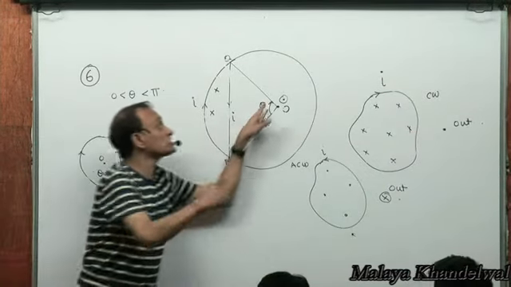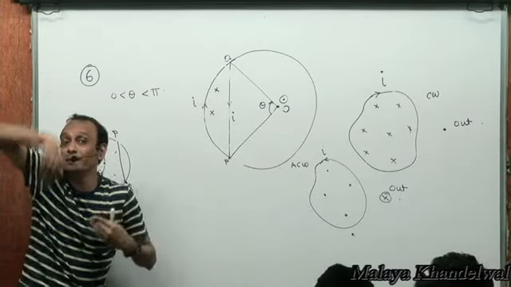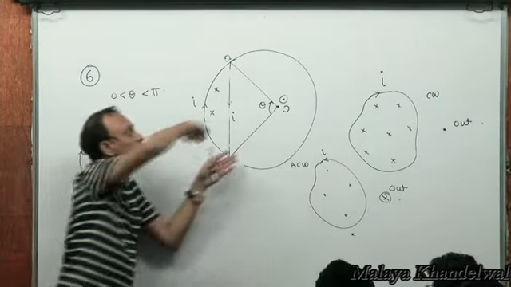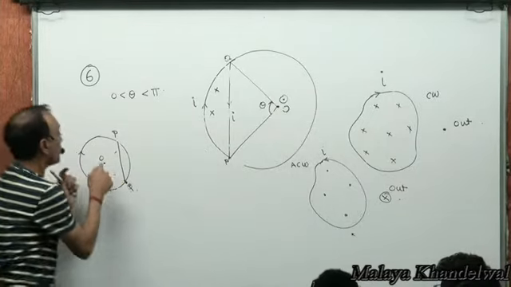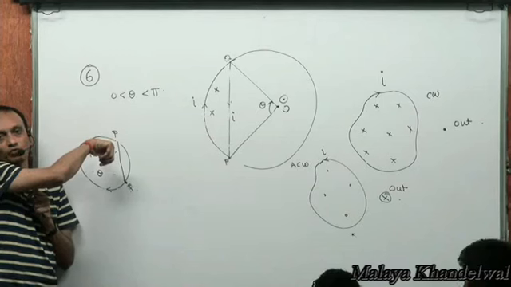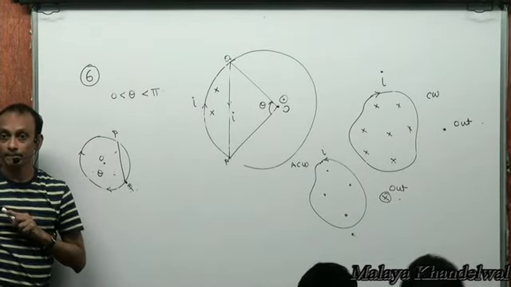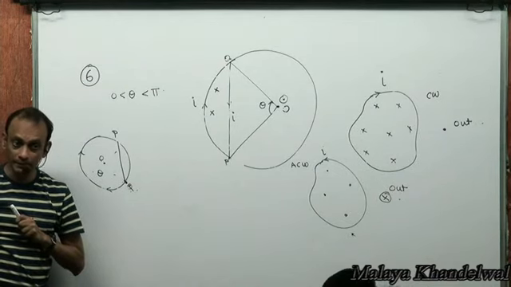And if theta was greater than 180 degrees, then what? O will be inside. If theta was more than 180 degrees, you will have O inside, and then the field would have been into the plane of the loop. Got me? Sounds good? Right?